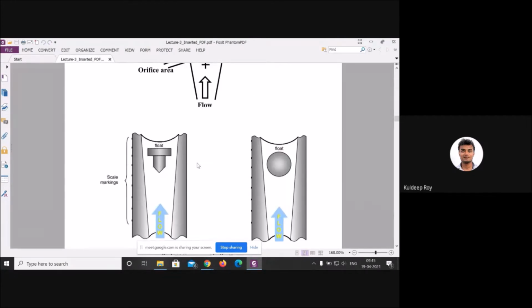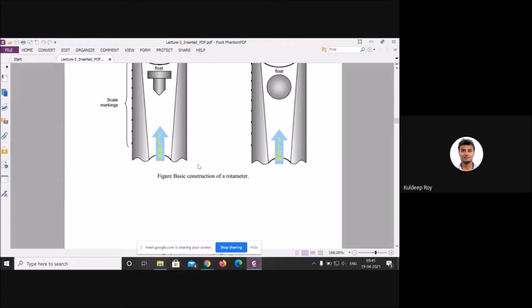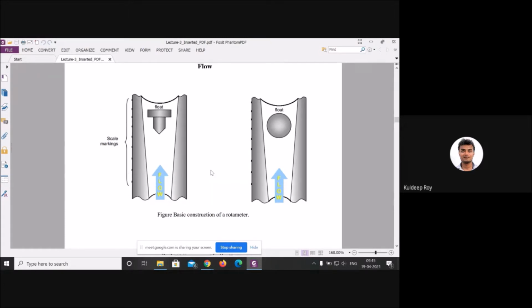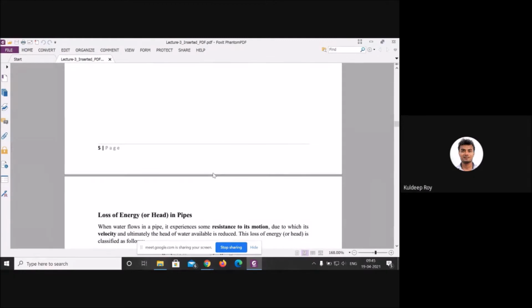Okay, this is the very basic construction of the rotameter, and I have discussed here only basic things. I have not derived any kind of formula, just the basics, because this comes under the category of variable flow area, and in your curriculum it is also mentioned that you have to talk about area flow meters like the rotameter. Okay, now we have finished this part.